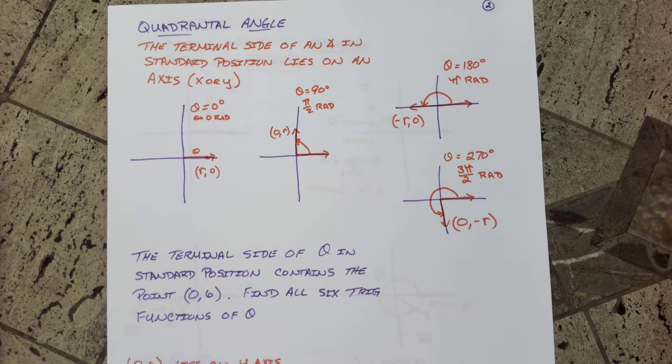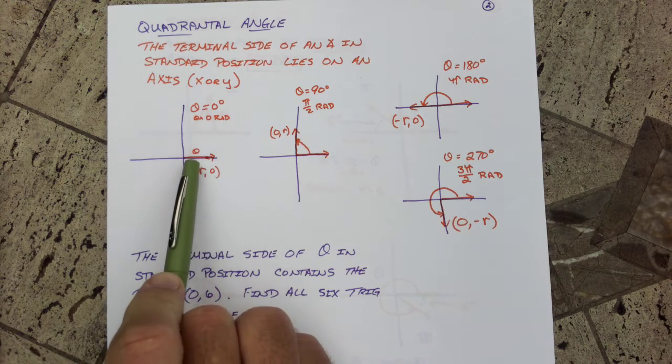a quadrantal, easy for anyone to say, quadrantal angle. Think quadrants. So the terminal side of an angle in standard position lies on one of the axes, either the x-axis or the y-axis. So we've got our scenarios here. It could be just a ray.